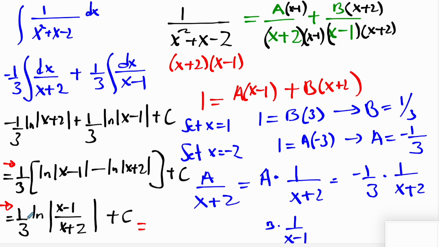Or a third thing that we could do is take this 1/3 and put it as a power to the entire expression inside. So I can also say this is ln of this whole thing to the power of 1/3, which is cube root, right? So this could have been the cube root of that entire expression, x minus 1 over x plus 2, plus C. All right. Hope this makes sense. Thank you for listening.